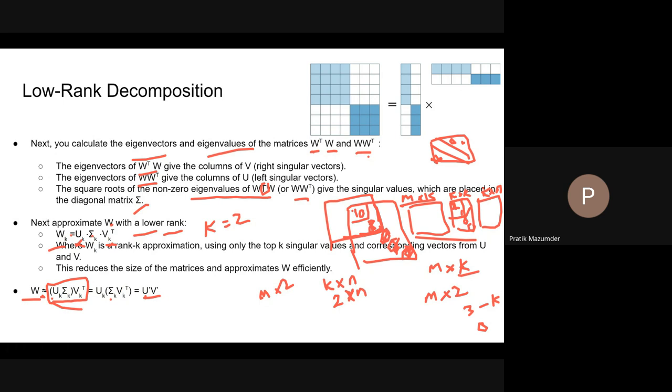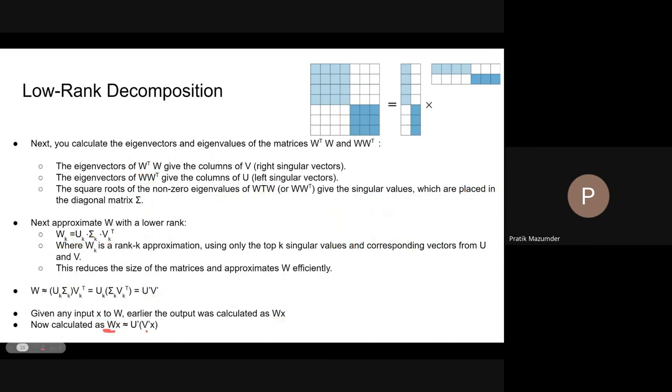Initially, if an input was provided to W, the output was calculated using the matrix multiplication Wx. Now I will simply perform the same multiplication by multiplying x with V first and then with U, because effectively U and V multiplied will give you back the W. So this U and V are of much smaller size now.